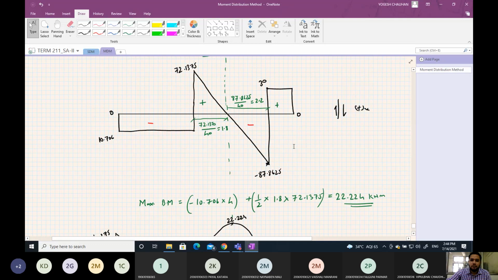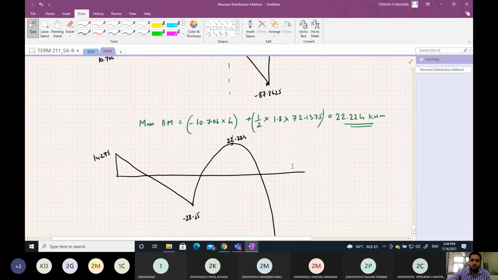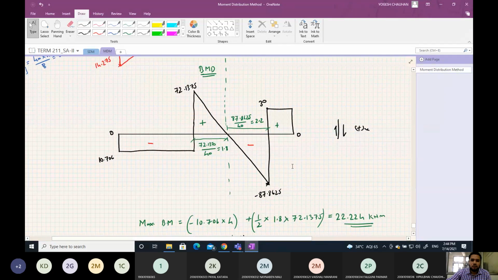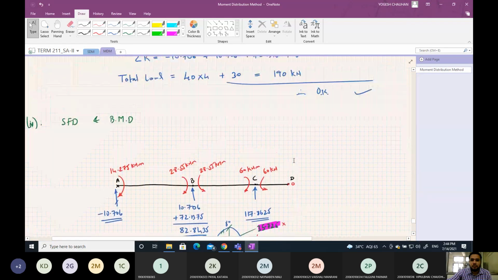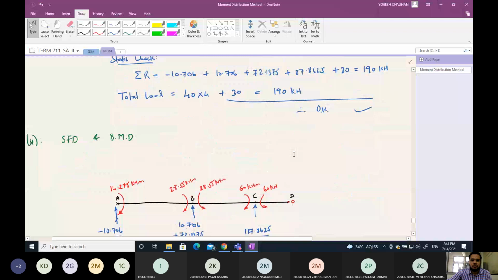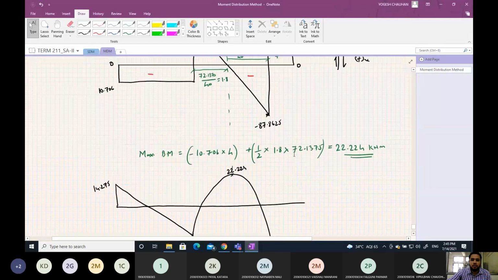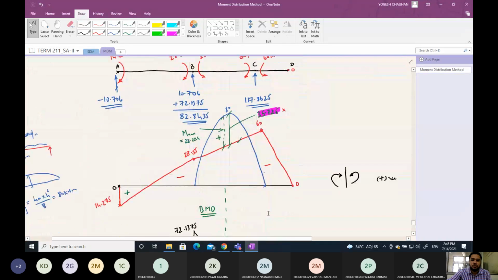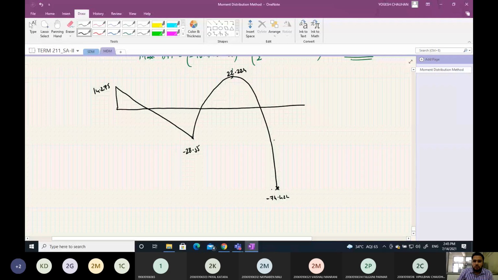Then you add minus 10.7. And the moment here, then you have a clockwise moment here of 60. So add 60 to this. So you will be somewhere here.